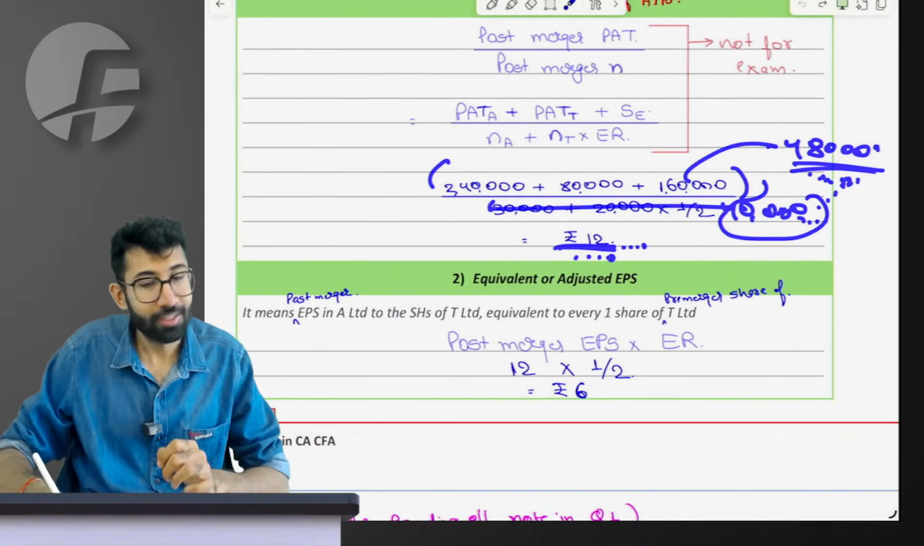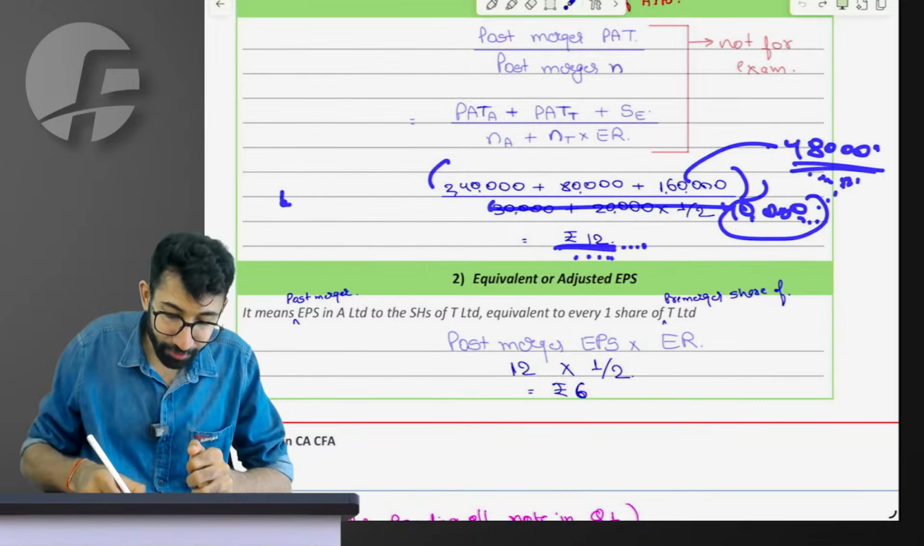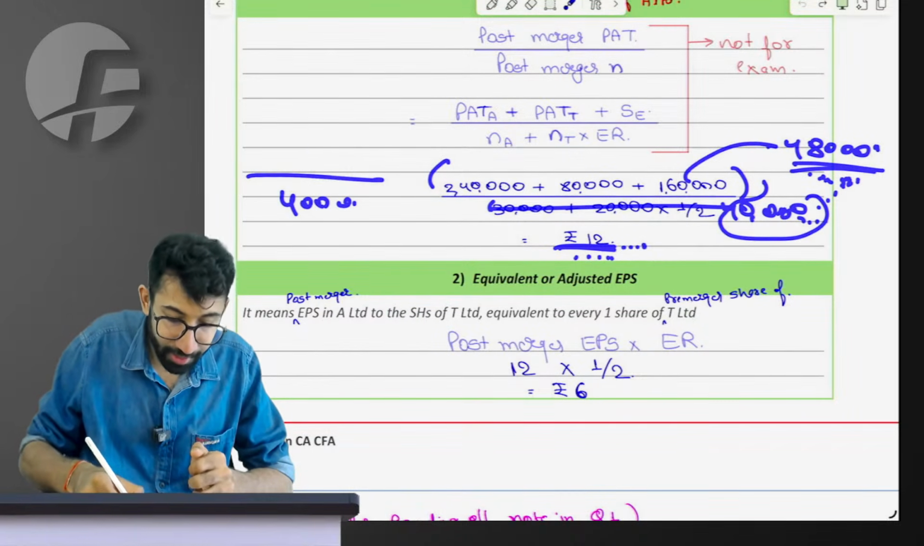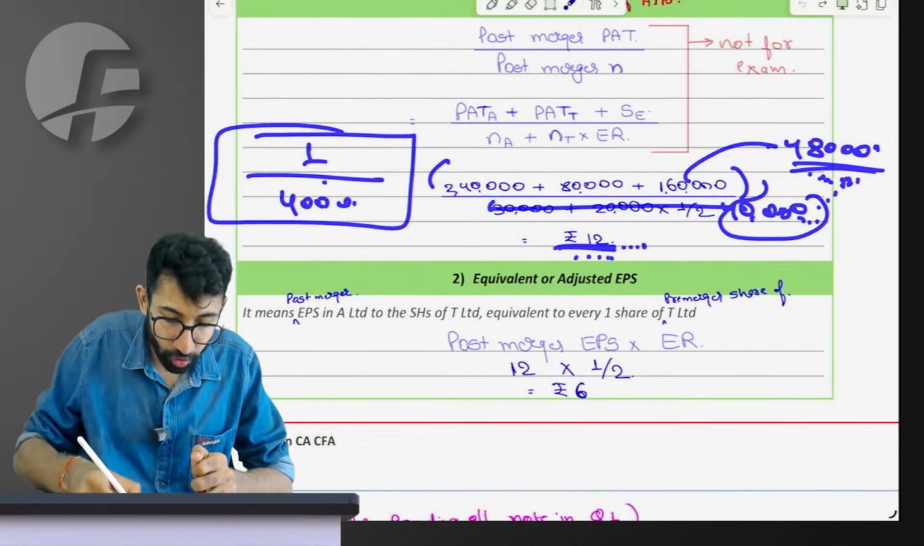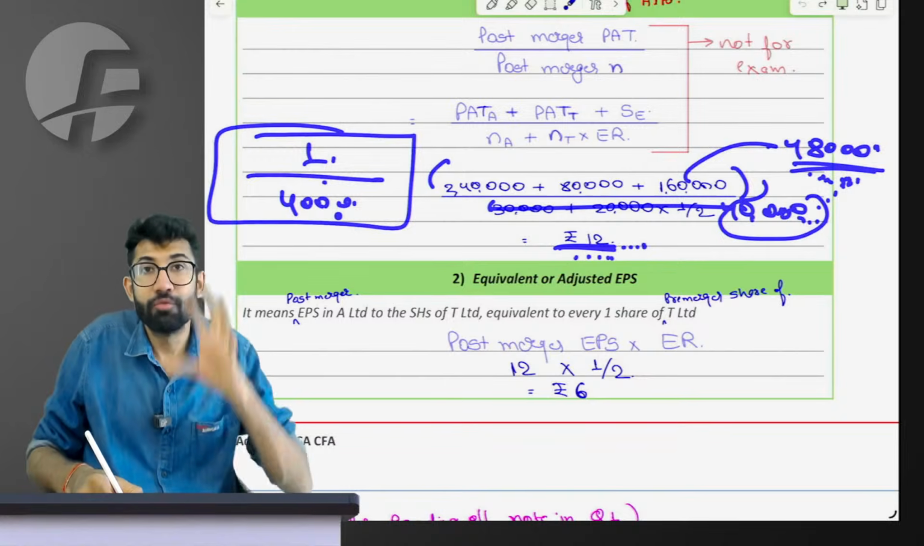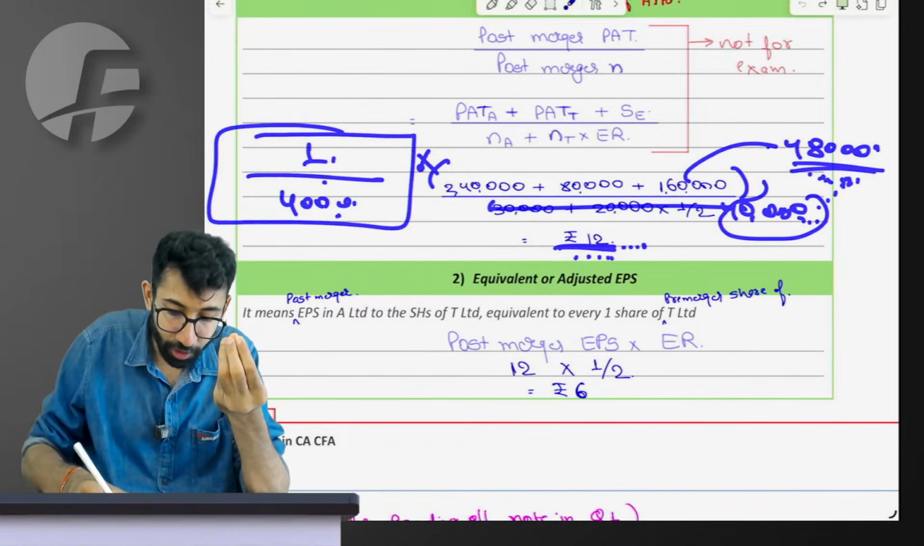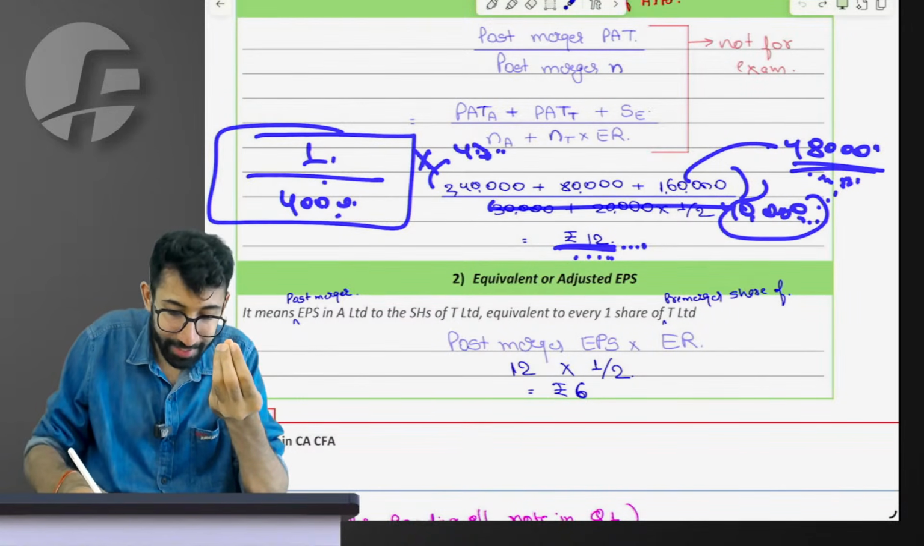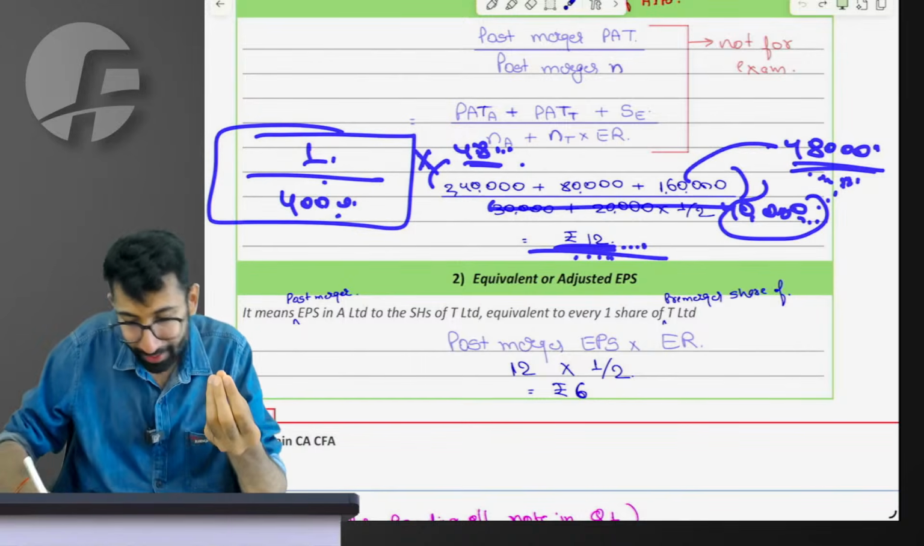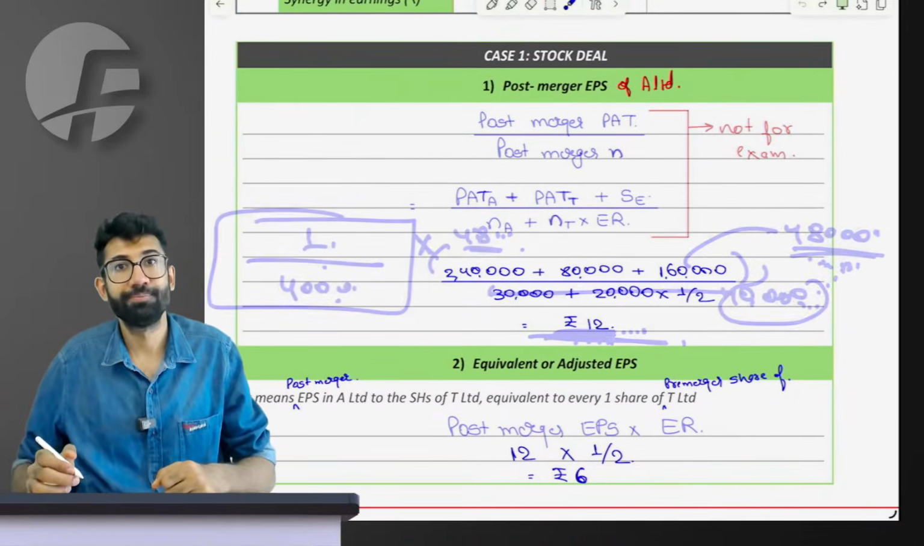Sorted, people in the class? Sorted. So basically, when 40,000 is on the calculator screen, pressing divide equal to is like solving 1 divided by 40. So when 1 divided by 40 gets solved, what is left in the numerator is 4,80,000 to be multiplied to it. And that's how post-merger EPS is 12.